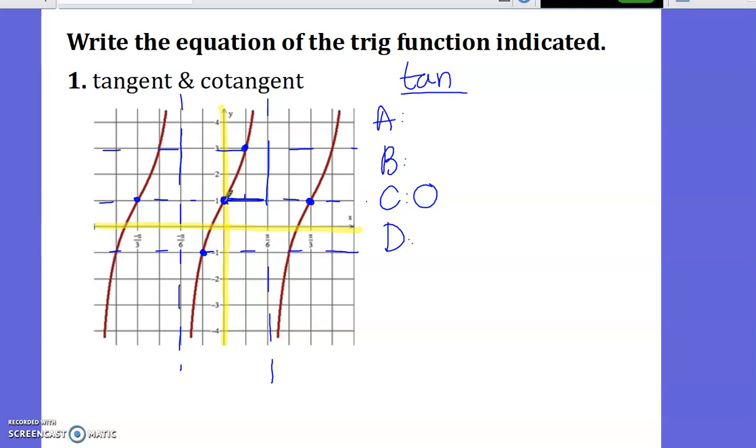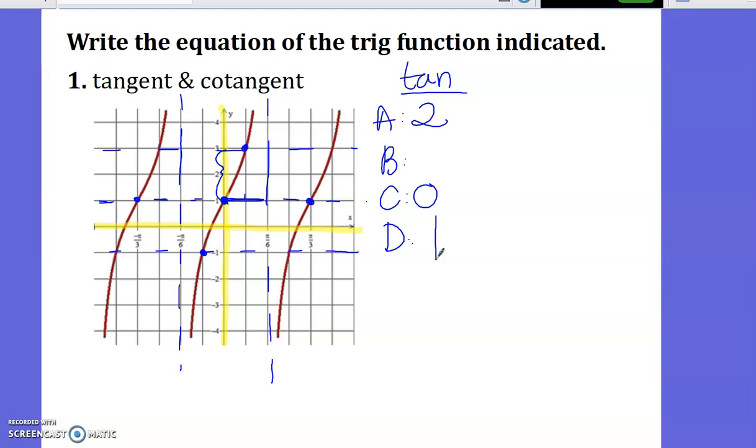This has a positive slope, and we know that for tan graphs, the A value is going to match the slope. So since that's positive slope, A will be positive, and my A value is 2, because that's the amplitude right here. The middle dashed line is sitting at positive 1, so our vertical shift is positive 1.